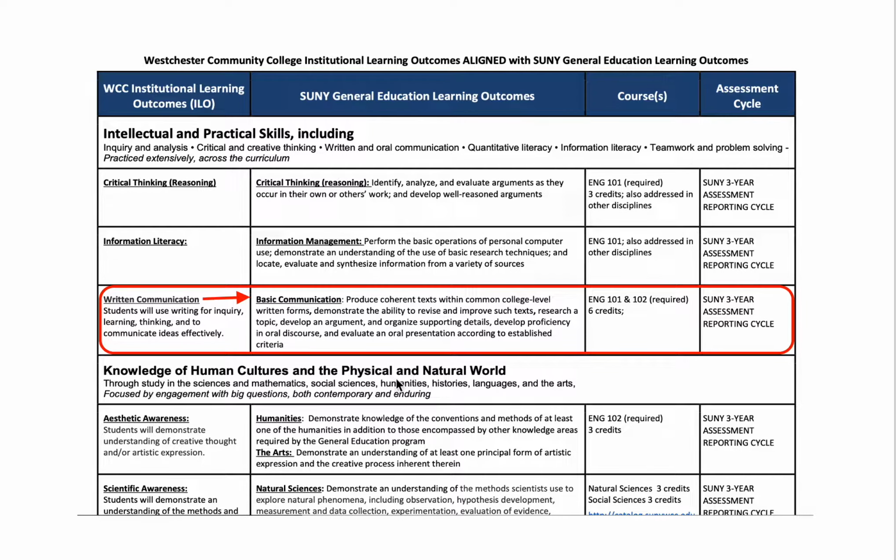So as you can see here, this mapping document shows how our written communication ILO, that's our local WCC ILO, students will use writing for inquiry, learning, thinking, and to communicate ideas effectively, maps to SUNY's general education learning outcome of basic communication. In other words, this is our institution saying how it meets its own goals and how those goals align with SUNY's goals.